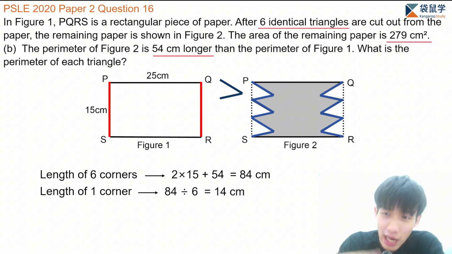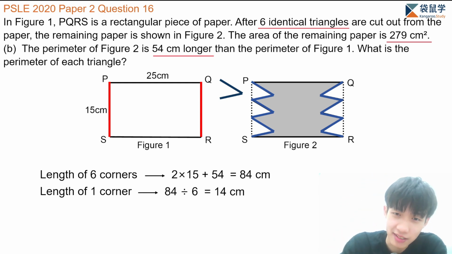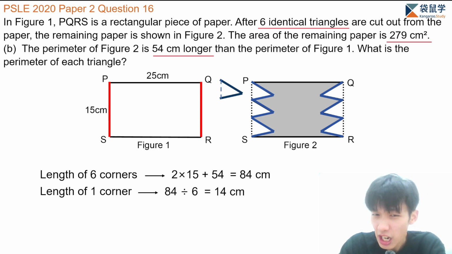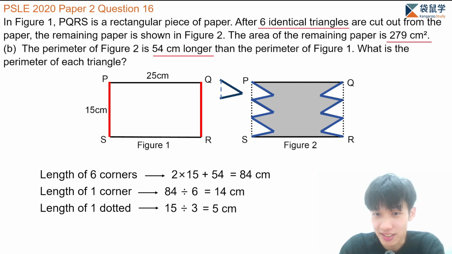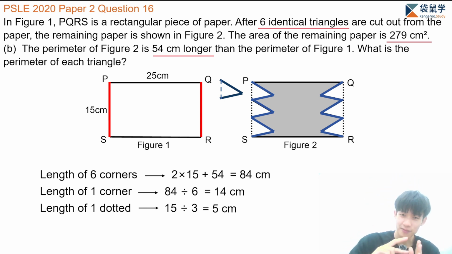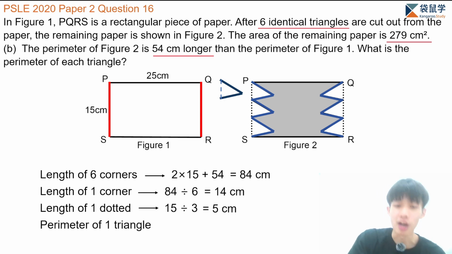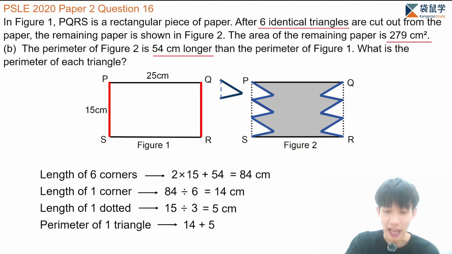It's asking for the perimeter, which means we are missing one of the lines, which is the dotted line. How can we find this dotted line? The width, 15 centimeters, includes 3 of the identical dotted lines. So we do 15 divided by 3, which gives us 5 centimeters. Now we have all 3 lengths of one triangle. To find the perimeter of the triangle, we just add them all together. So 14 plus another 5, we get 19 centimeters. And that is the final answer for this question.